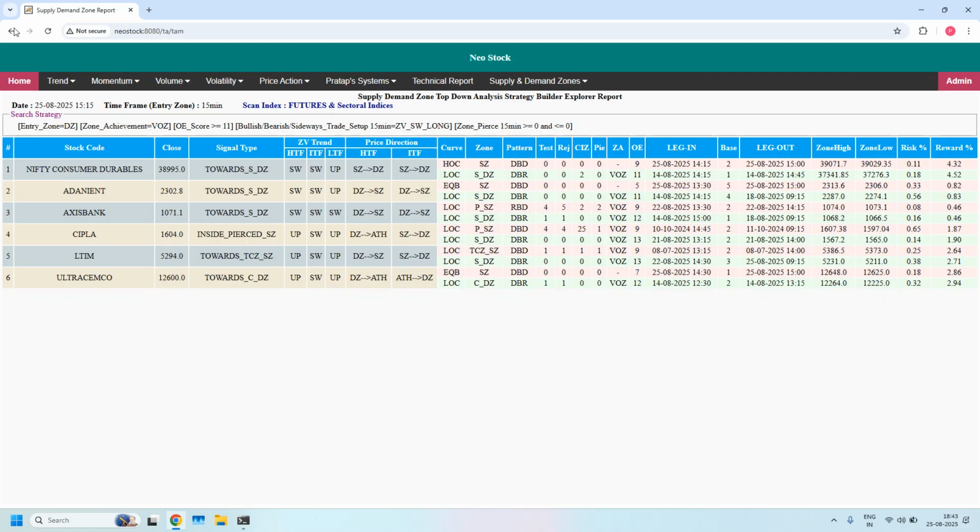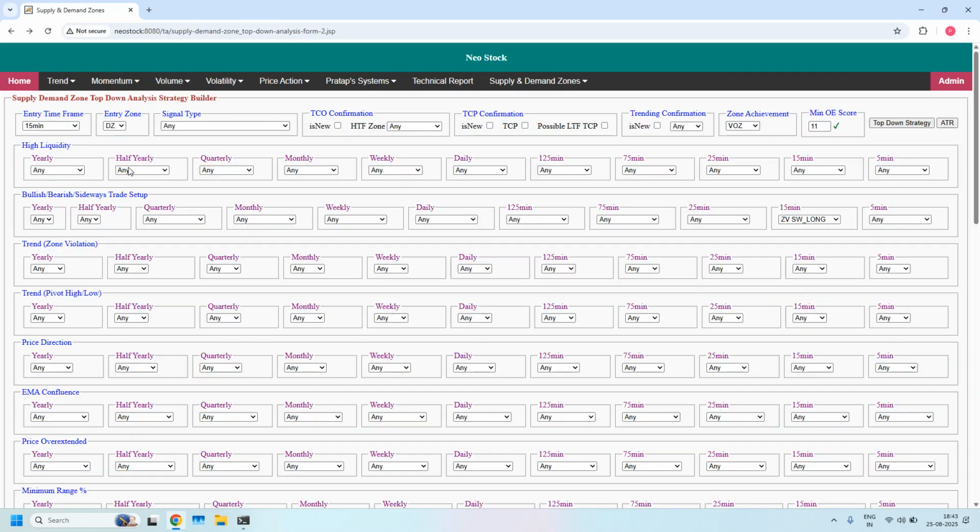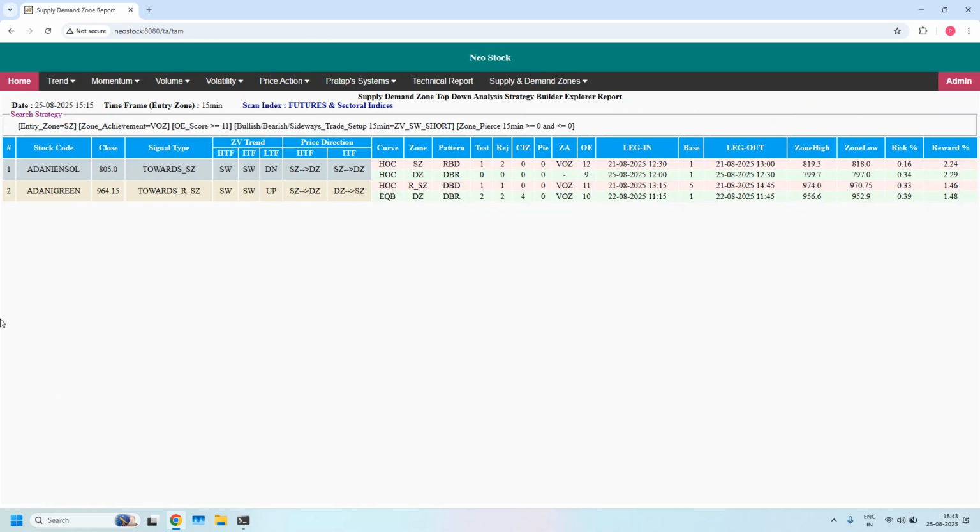Next, sideways short trade setup for daily income trade. Entry time frame zone 15 minutes supply zone, and also here sideways short trade setup. So we got 2 stocks, and entry time frame zones are 15 minutes supply zones.